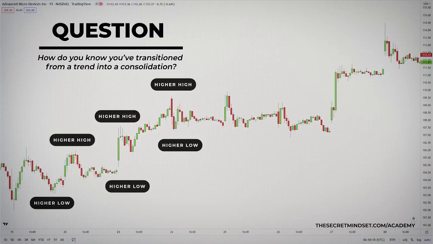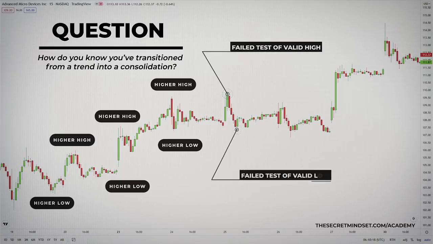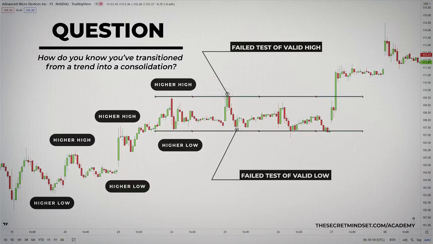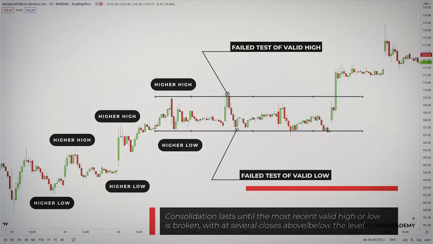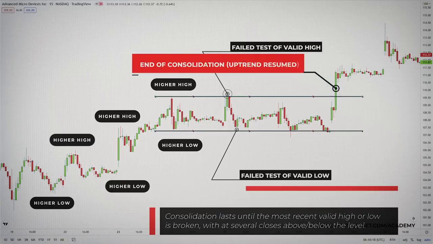We'll cover an uptrend transitioning into consolidation. Firstly, you must see a failed test of a valid high. Price is unable to break the recent high. Secondly, a failed test of the most recent swing low would confirm that we have entered a consolidation phase, which would last until the most recent valid high or low is broken, with at least several closes above or below the level. In this context, don't forget that the consolidation is within the context of an upcycle. Until sellers manage to break and hold below the latest valid swing low, the trend remains to the upside.